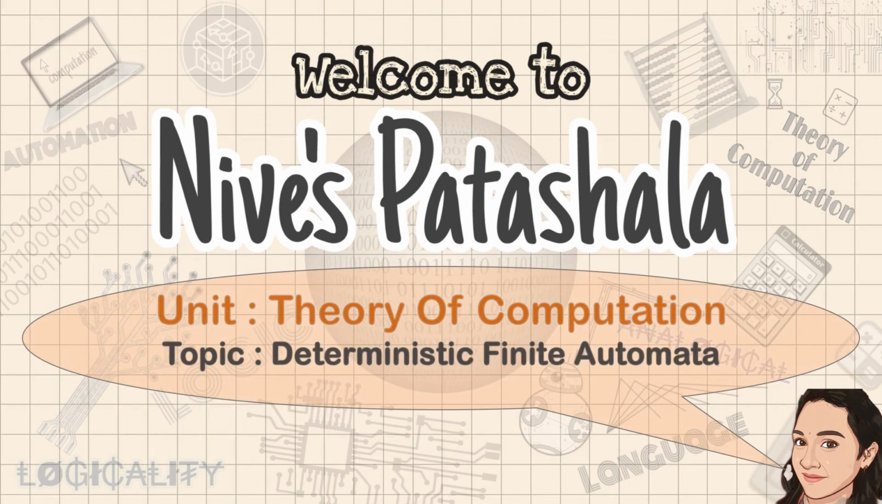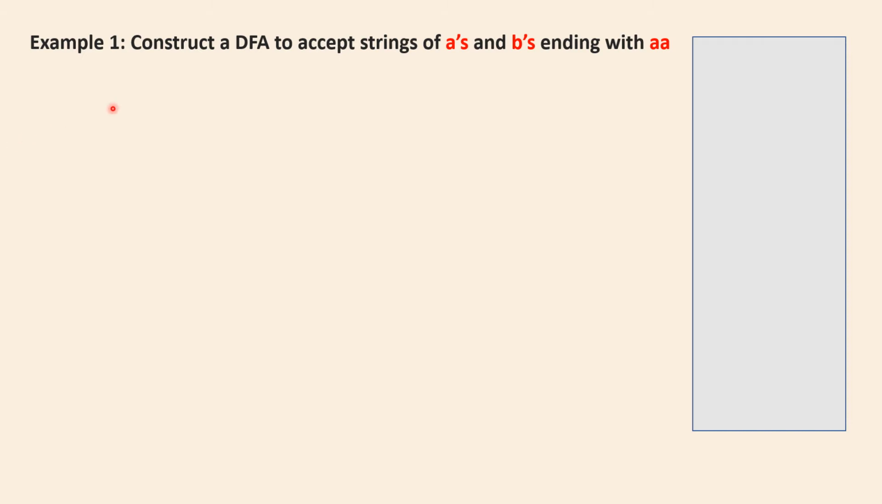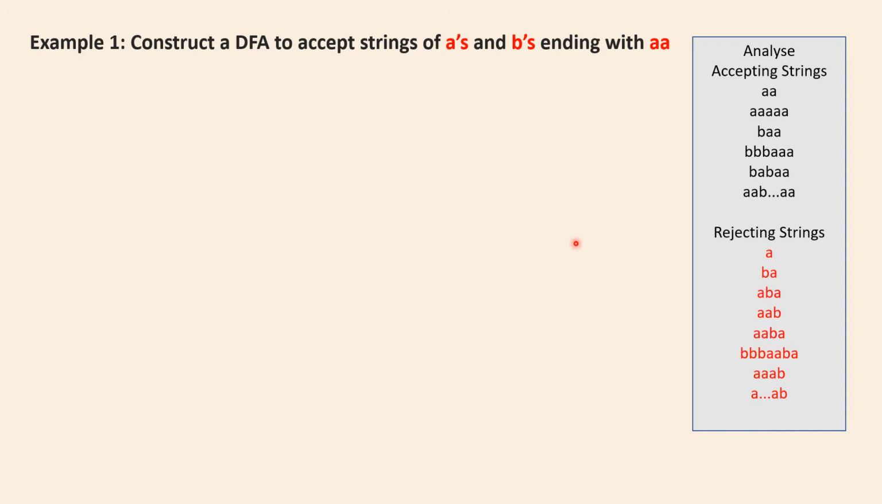In this video, we will be studying about deterministic finite automata. Let us consider an example where we have to construct a DFA to accept strings of A's and B's ending with A. So the first step we have to do is analyze the given problem.